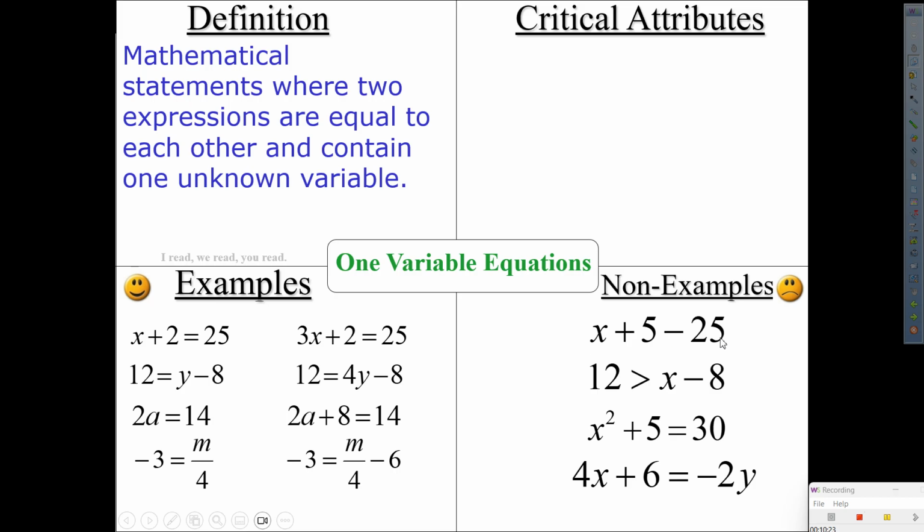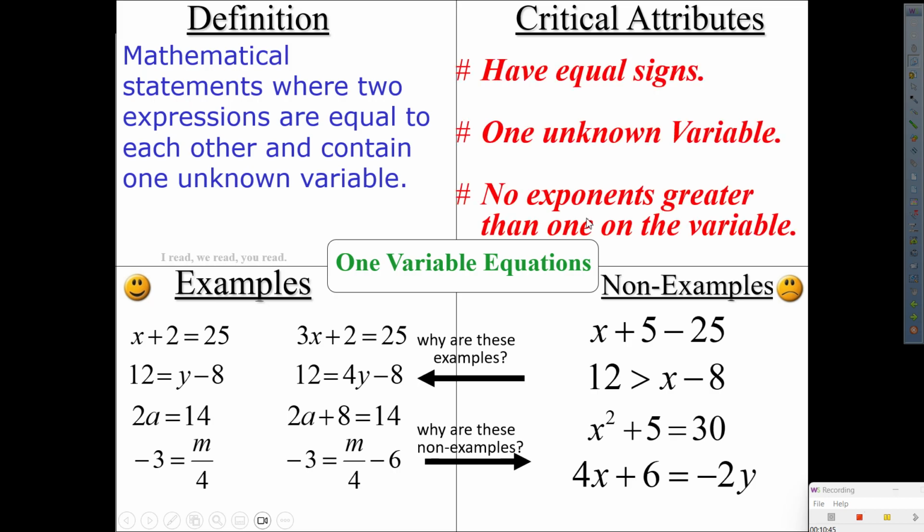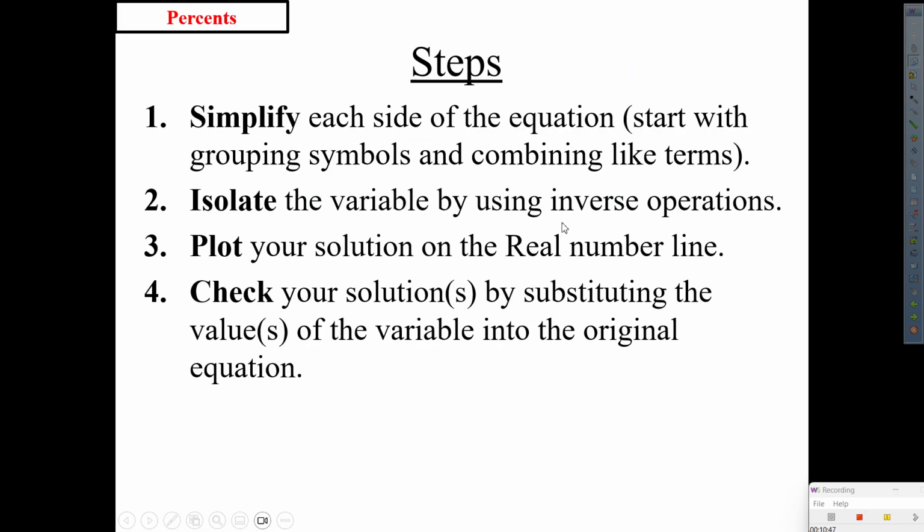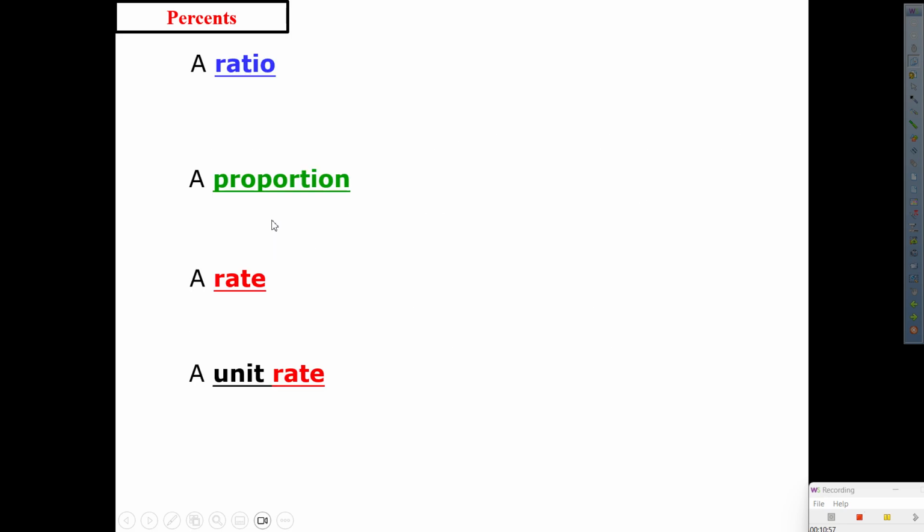Non-examples. Why is this one not an equation? Because it doesn't have an equal sign. Why is this one not an equation? Because it's an inequality. Why is this one not a one variable equation? Because it has a squared, and at the end we get how many answers? 2. And this one? Because it has 2 variables, and so on and so forth. So, steps that we're going to take today to solve equations: we're going to simplify each side as much as we can, and then we're going to isolate the variable, which means leave the variable by itself.